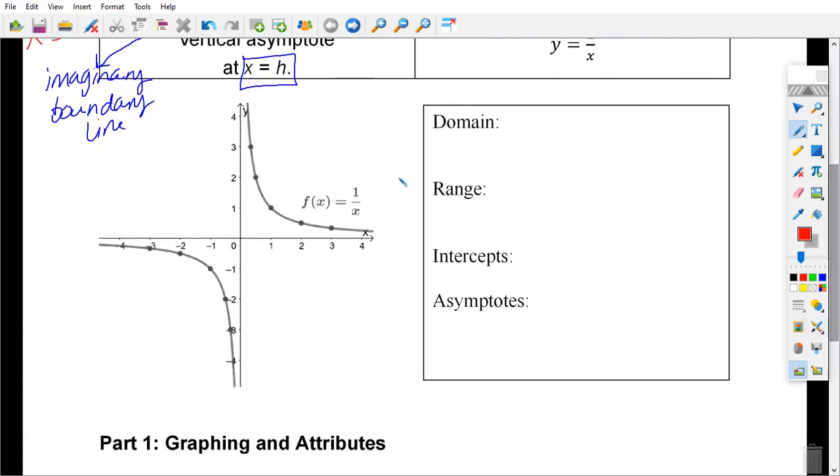So if you look at your graph here, you have your graph f of x equals 1 over x. We're going to use this to learn the basic attributes of a reciprocal function. So the first thing that we're going to highlight is the fact that there are asymptotes. We said we have a vertical and a horizontal asymptote. Our vertical asymptote is right here, and it's going to be at x equals 0. Our horizontal asymptote is right here, and it's going to be at y equals 0.